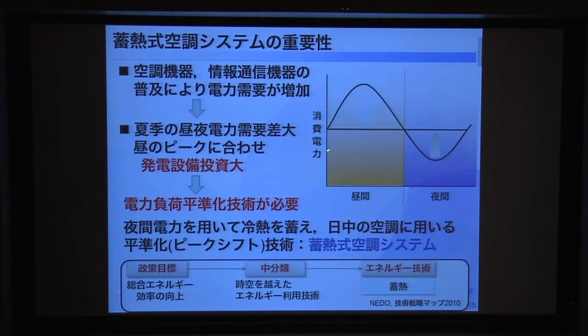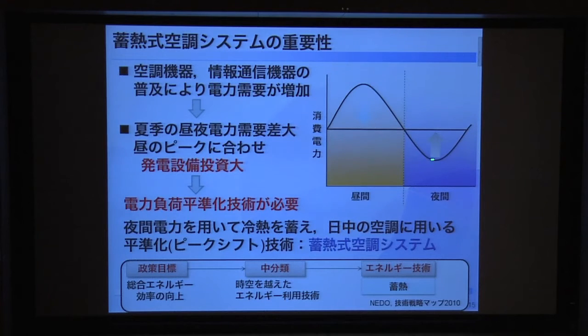I'd like to talk about cool energy storage. This year, TEPCO has been releasing an electric power use forecast. You might have seen this kind of graph. During daytime, because of air conditioning demand, there is a peak demand for power.